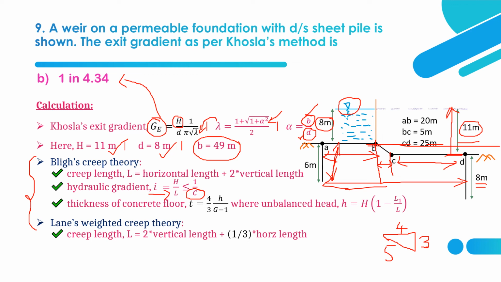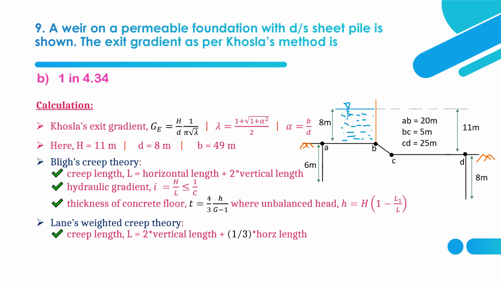And we have to calculate the thickness of concrete floor. So this is the concrete floor, the thickness of which has to be calculated on the basis of the head over that floor. So T is equal to 4 by 3 into H by (G minus 1). This 4 by 3 is nothing but the factor of safety, nothing else. Factor of safety we are adopting as 4 by 3. And H is the unbalanced head. For example, if we have to calculate the thickness of the concrete bed here, then we have to find the unbalanced head here by using this formula.